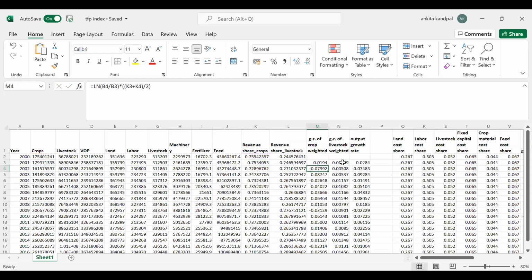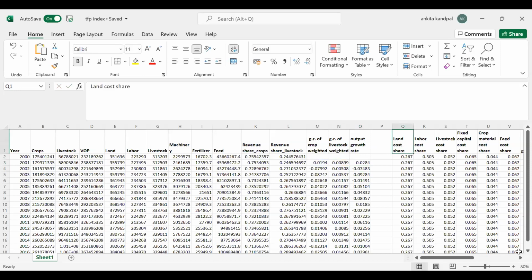Similarly, for livestock, log of change of 2 years was taken. Then similarly, it is multiplied by revenue share of livestock, average of 2 years. For calculating the output growth rate, it is just the sum of these two growth rates of crops and livestock.